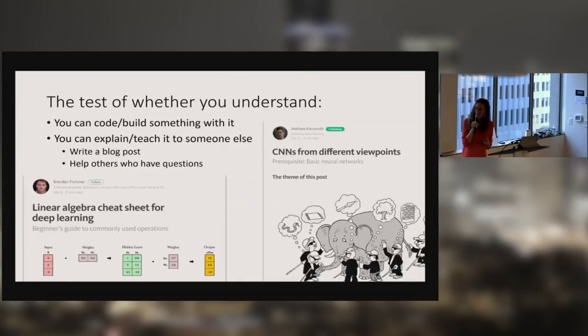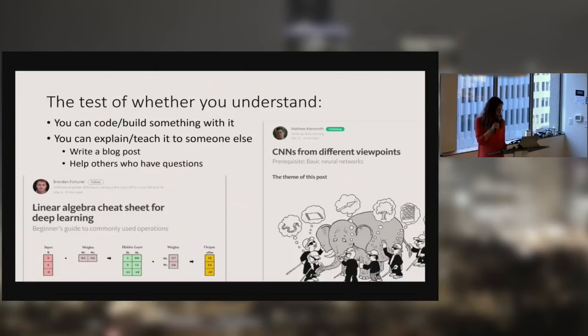So there are 2 tests of whether you understand something. One is whether you can code it and build something with it. And the other is, can you explain it to somebody else? And ways to practice explaining what you're learning. One is to write a blog post. Here are 2 blog posts by our students that I thought were really well written, and they were also very accessible. And remember, you don't have to be an expert to start blogging. Your target audience is the person that's just 1 or 2 steps behind you, and you're actually best positioned to help that person. The other place that you can practice explaining what you're learning is answering other people's questions.